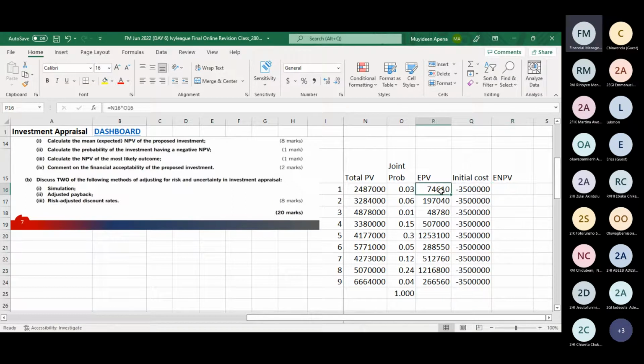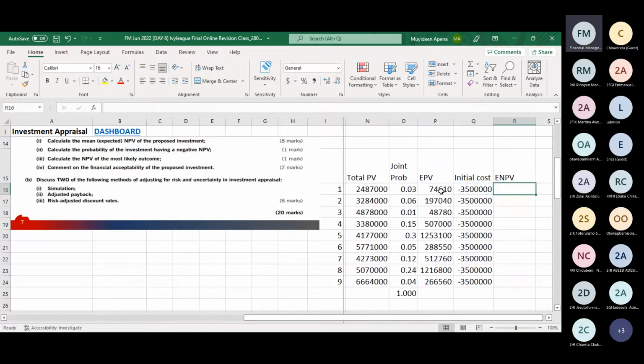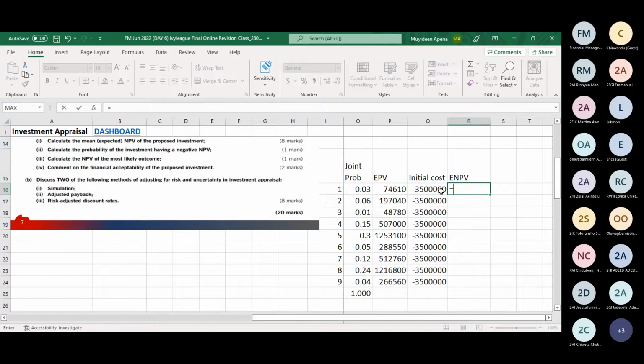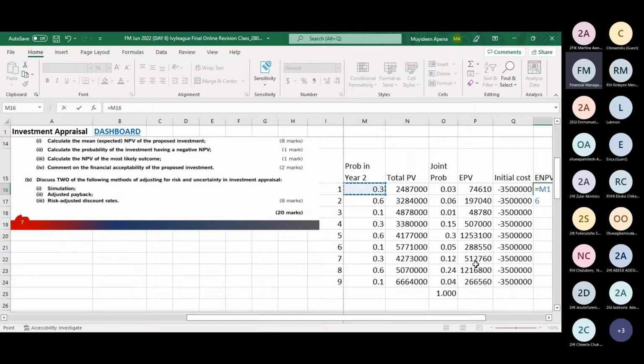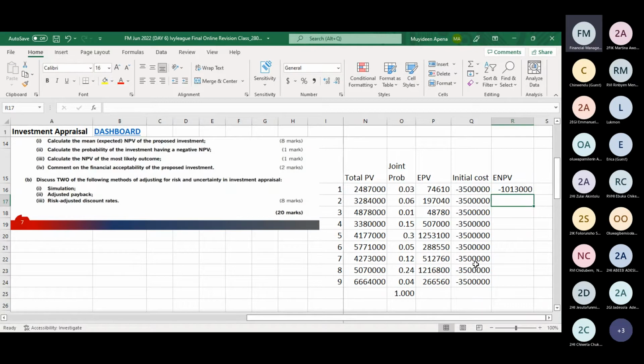So we will then have to sum the two. If we sum the two, what do we have? We'll have a negative. Total present value is what I should be summing. This with this, we'll have a negative here, okay? So total present value against the initial cost. This is the expected net present value, okay?